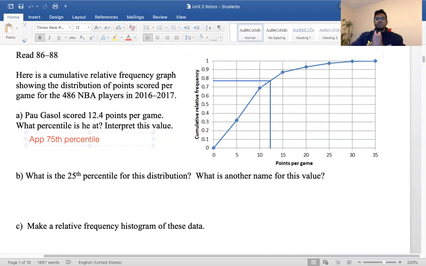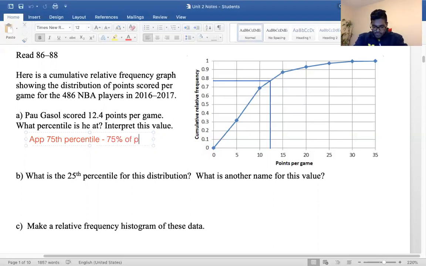And again, using some of those vague words that I talked about in the summer work, right? It's not exactly 75. I can't look at that. But it's approximately 75 or 77. If you give some number like that, you'll be okay. Now, what does that mean? What does that represent?